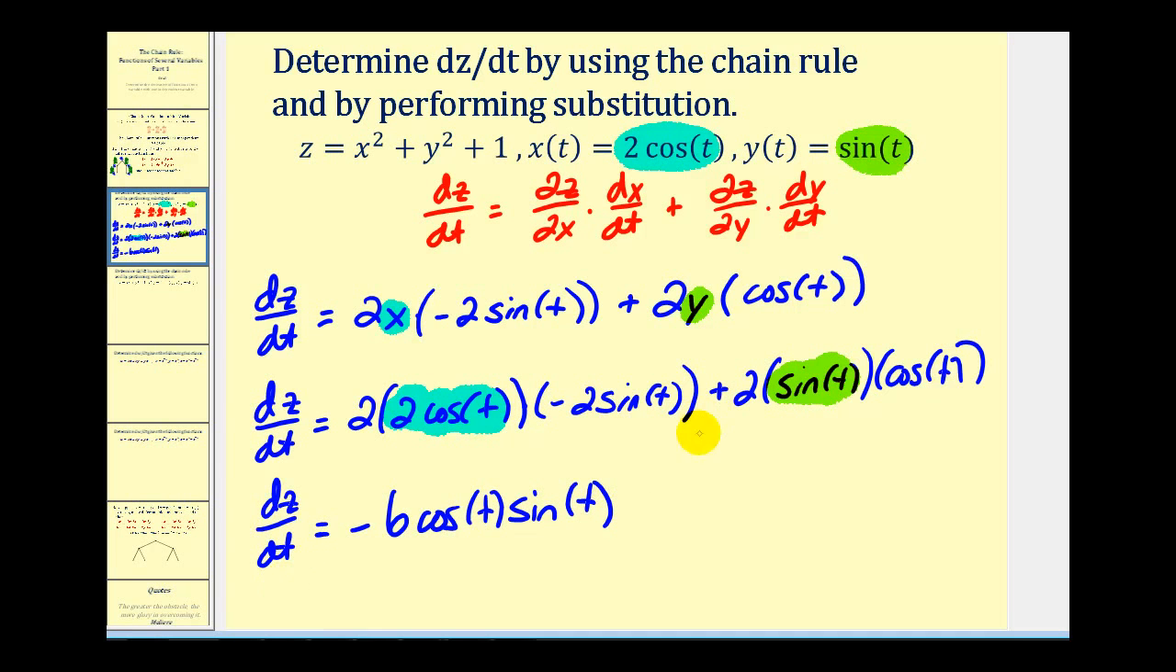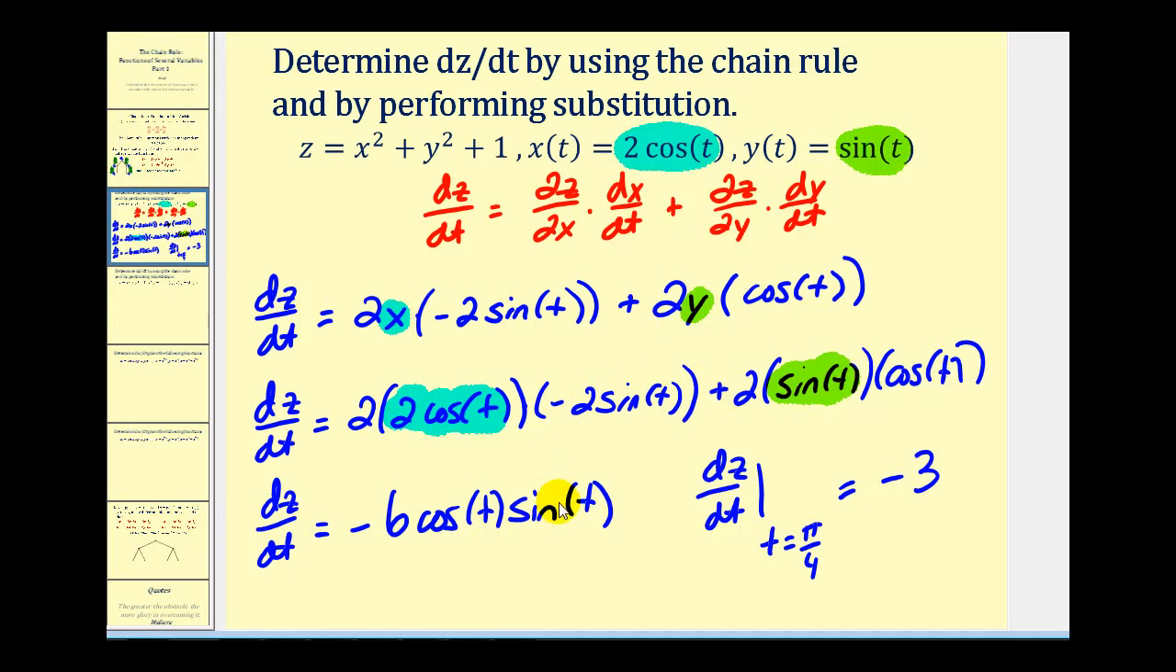Now just for an illustration, I went ahead and evaluated this derivative at t equals pi/4. And that came out to negative 3. Now the reason I wanted to do this is because you can think of dz/dt as measuring the change in the height with respect to the change in time at t equals pi/4 on the surface generated by this function. And you could think of x of t and y of t as the path in the xy plane the particle is taking.